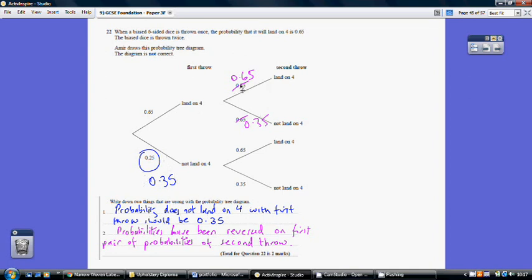Now the second thing that's wrong, these 2 numbers here are the wrong way around. These 2 probabilities need to be the other way around. This needs to be 0.65, this needs to be 0.35, just like down here. So probabilities have been reversed on the first pair of probabilities of the second row.